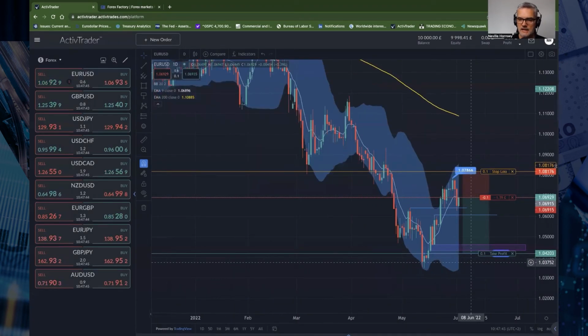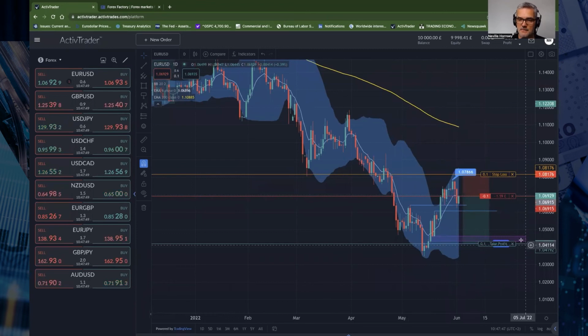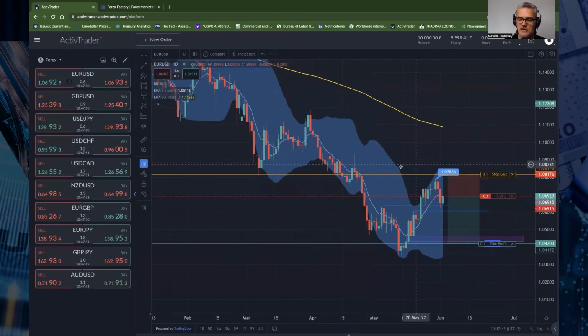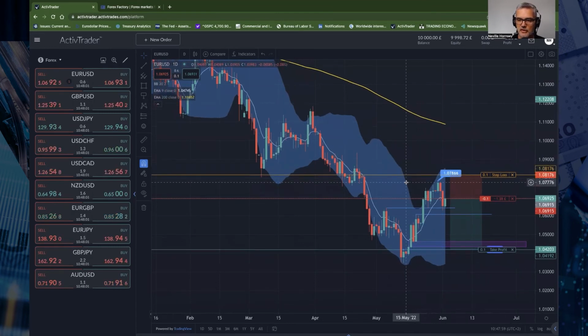So that's the strategy. Obviously, we could fail at the first attempt, but as long as we keep taking the signals as they arise, based on the previous month's equity rise, we should see some profits by the end of the month.